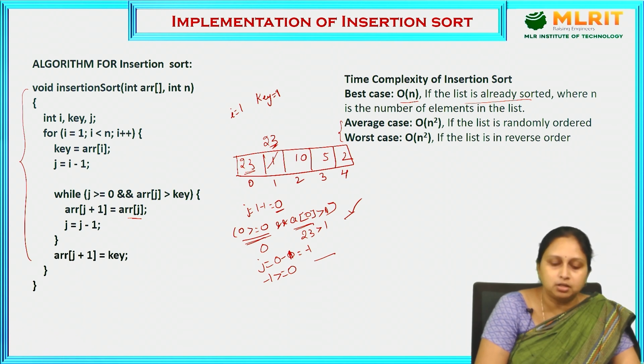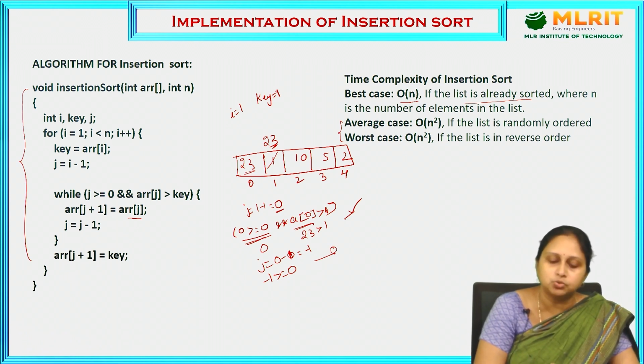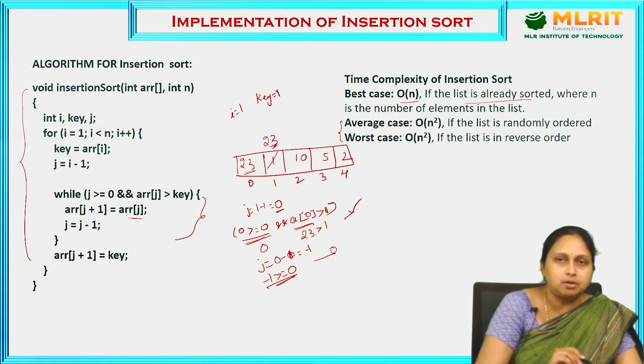a of j is nothing but a of, what is the j value now? Minus 1, we don't have any value. Otherwise it will be taking the default value as 0. 0 greater than key value, which is 1. Here itself the condition fails. Because of that, this loop will be terminated.